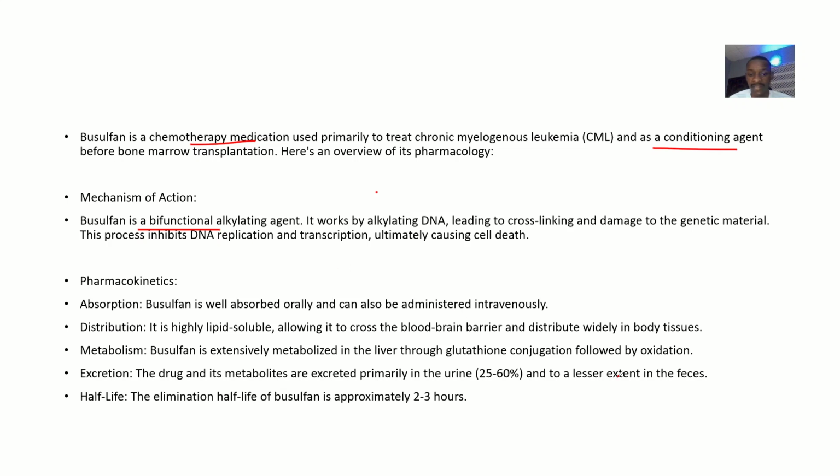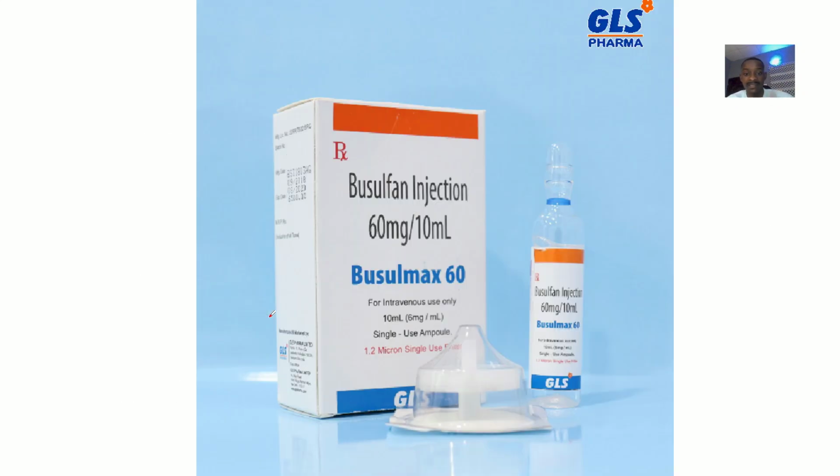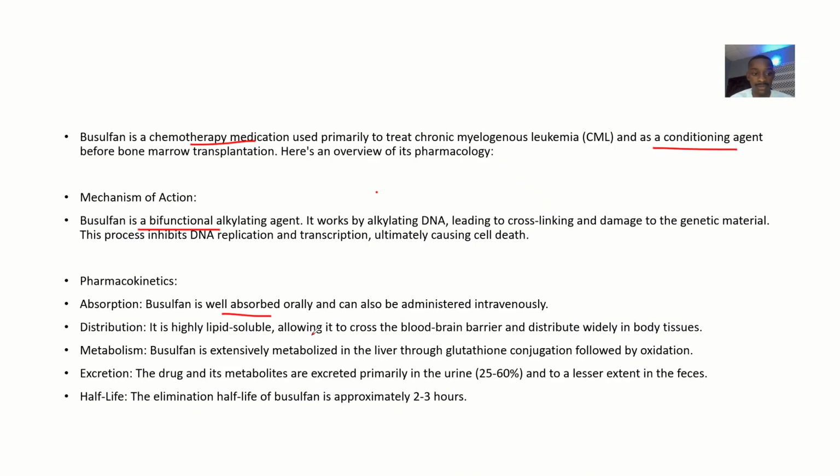So for the pharmacokinetics, for absorption, we said that Busulfan is well absorbed orally and is also administered intravenously. So what we got here is actually the intravenous use. Alright, we also have the oral ones. For distribution, it is highly lipid soluble, allowing it to cross the blood-brain barrier and distribute widely in blood tissues. For metabolism, it is extensively metabolized in the liver through glutathione conjugation followed by oxidation.